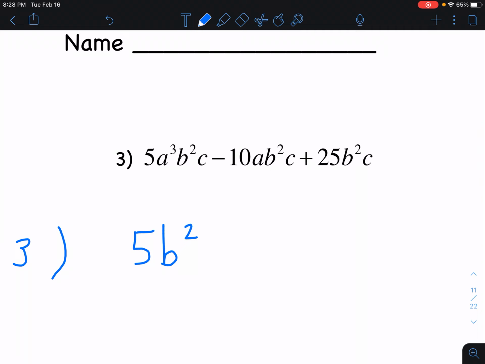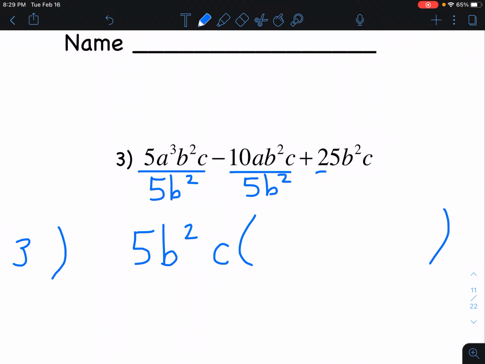Should I have a c in my GCF? Yes, I should. They all have c. So c is also in my GCF. So there's my GCF: 5b squared c. So I follow by one set of parentheses. And now I'm going to divide by 5b squared c.